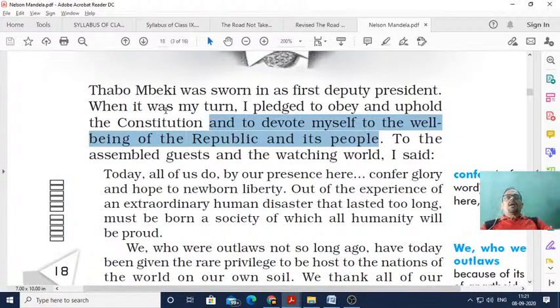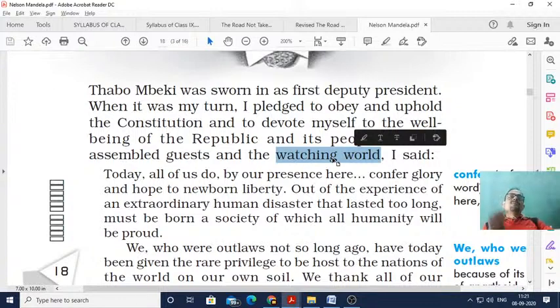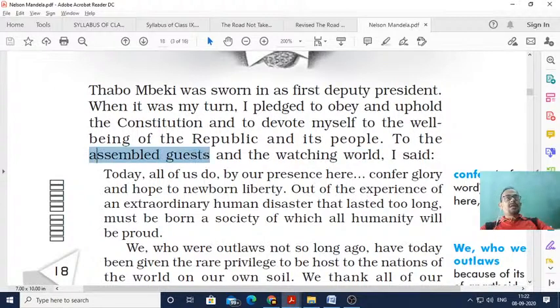of South Africa. And to the assembled guests and the watching world, I said, to the people. Assembled guests means who have already gathered there in the amphitheater from different countries, they are called assembled guests, and the watching world. Watching world because this particular program was telecast live all across the nation, therefore those nations which are watching live over television, they are the watching world here. What did Nelson Mandela tell in his inaugural speech to the people all across the globe, as well as to the assembled guests in the amphitheater?